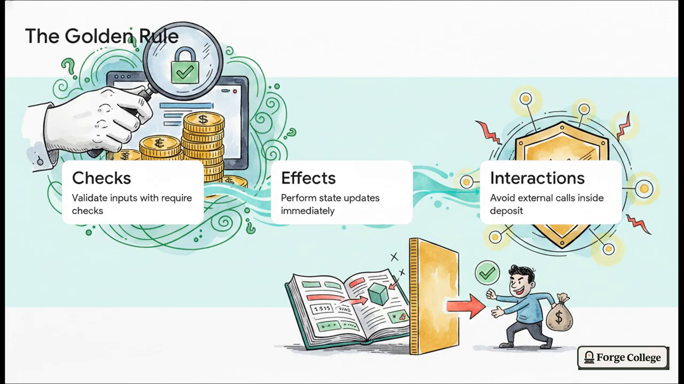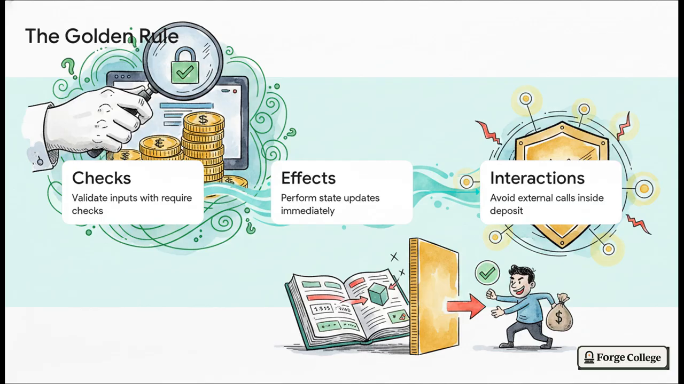It's called the checks, effects, interactions pattern. Okay, step 1, checks. You validate the transaction. Like, did they actually send the money? Step 2, effects. This is where you update your internal state, meaning you update your ledger to reflect the new balance. And finally, step 3, interactions. You only make external calls to other contracts after the ledger is completely updated.